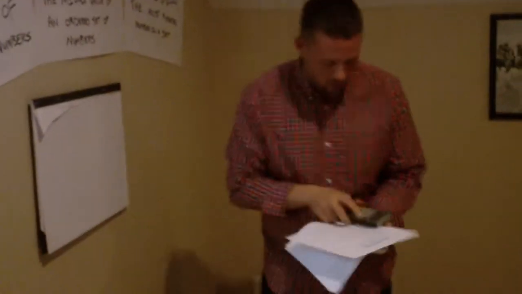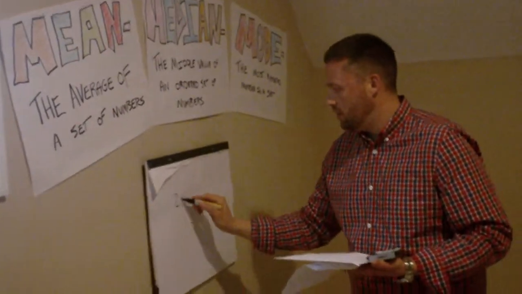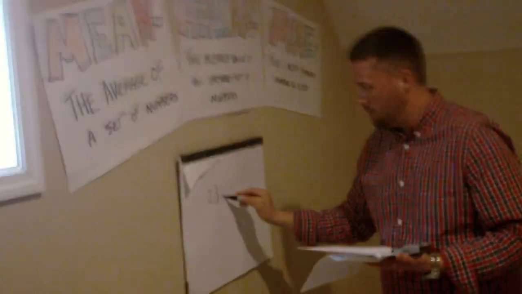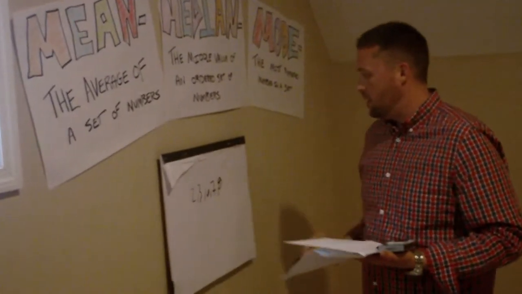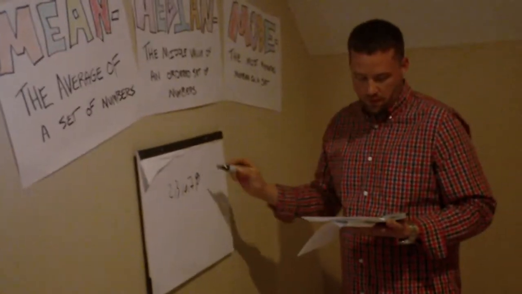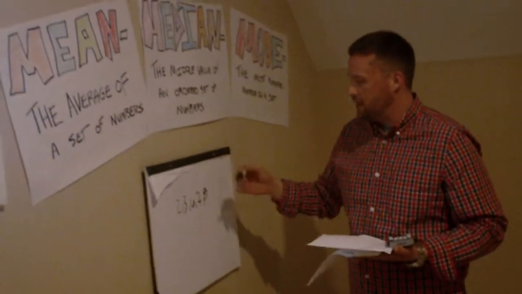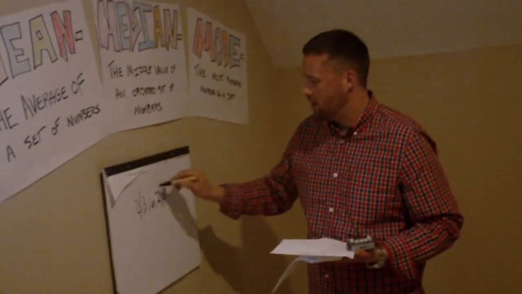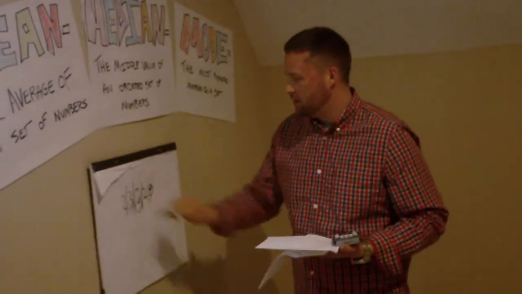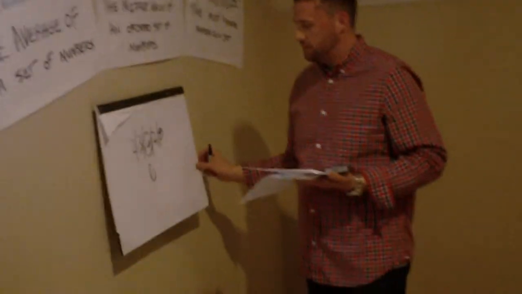Alright, and now we'll go to the median. We'll do a median. So we have a set of numbers 2, 3, 6, 7, and 8. So you got 1, 2, 3, 4, 5 numbers. This is how I do it to find the median. I take one off there, one off there, one off there, one off there. So 6 is your median.